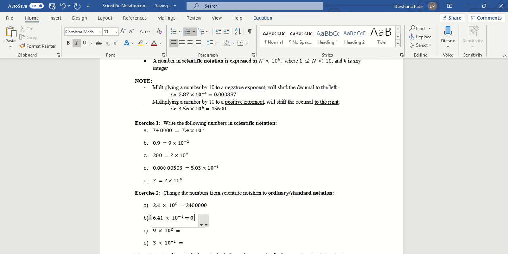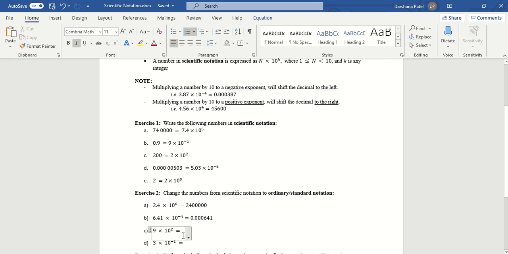So it will be 0.0000641. If you were to double check your answer, if you try to put this back into scientific notation, you move 1 decimal, 2, 3, and 4. And you get 6.41 times 10 to the negative 4.